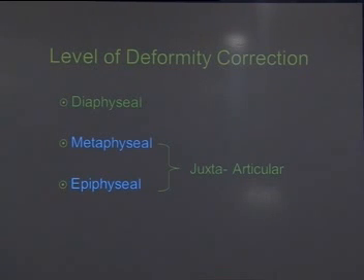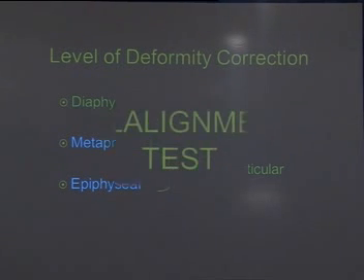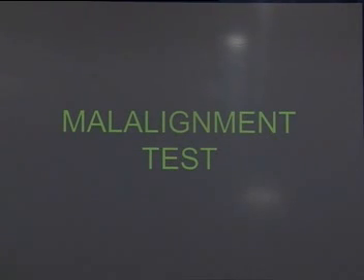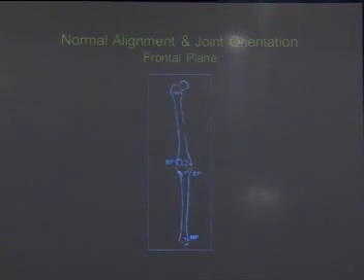The level of the deformity can be at the diaphyseal level, the metaphyseal level, or the epiphyseal level. But the metaphyseal and epiphyseal levels, from a practical point of view, are so near each other that you call that a juxta-articular deformity. So what is the malalignment test?